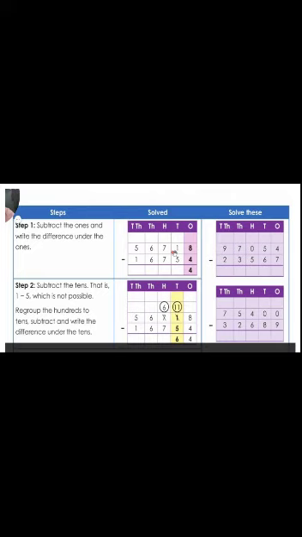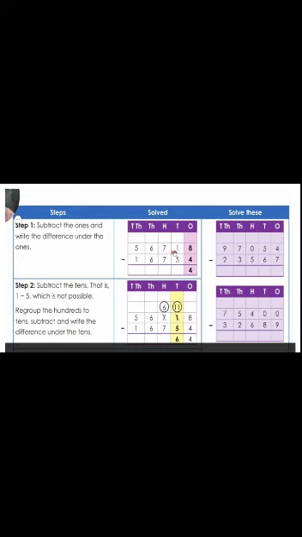So here the ones column, the number is 56,718 and ones column is 8 minus 4. So your simple answer is 4. 8 minus 4 is 4. Now moving on to the step 2. Subtract the 10, that is 1 minus 5, which is not possible.